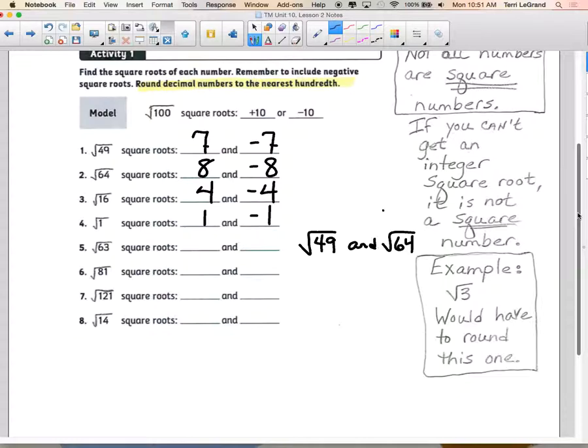And notice what it says up here, I highlighted it. Round decimal numbers to the nearest hundredth. Well, where's the hundredths place? The first, the second, the third, the what? Behind the decimal. The second place behind the decimal.